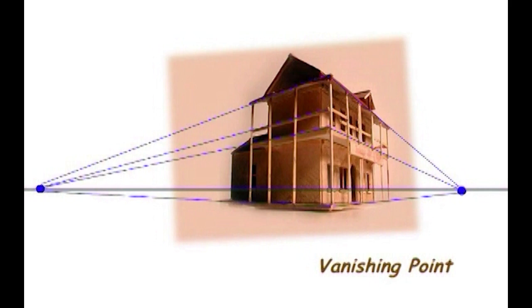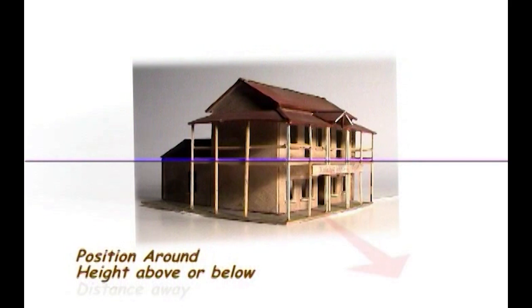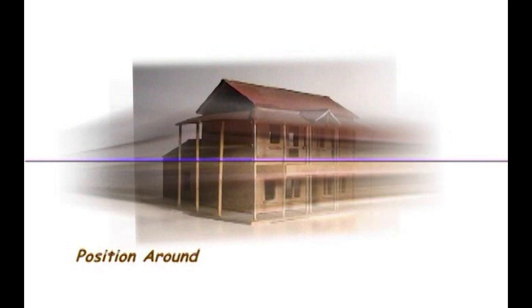There are three major influences on the position of the vanishing points along the horizon line. These are our position around the object, our height above or below the object, and our distance from the object. Watch what happens to the vanishing points as we move around this building. The point on the right moves away from the building, while the point on the left moves in closer.